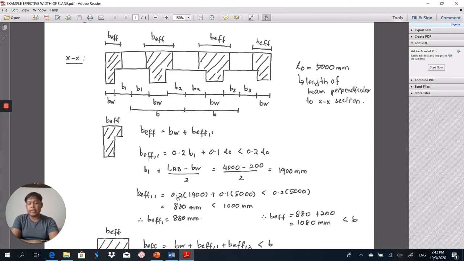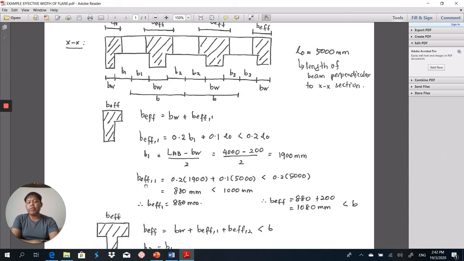We will see the next example for the T flange beam. Therefore, BEFF1 is equal to 0.2 times B1 of 1900 plus 0.1 times L naught of 5000, which should be less than 0.2 times L naught of 5000. The answer is 880 millimeter, and it is less than 0.2 times L naught of 1000. Therefore BEFF1 is 880 millimeter. If you get an answer where BEFF1 is more than 0.2 L naught, then your BEFF1 is equal to 0.2 L naught.